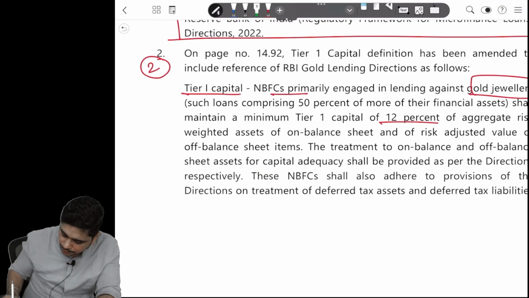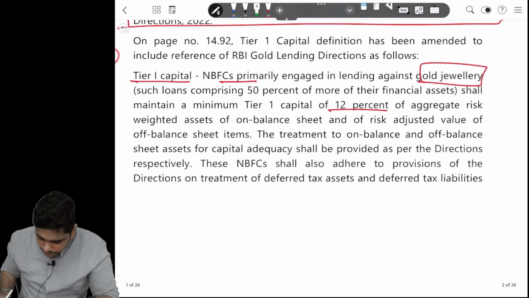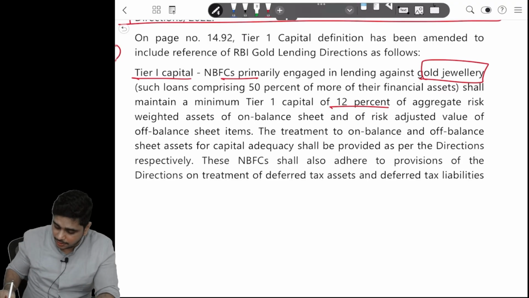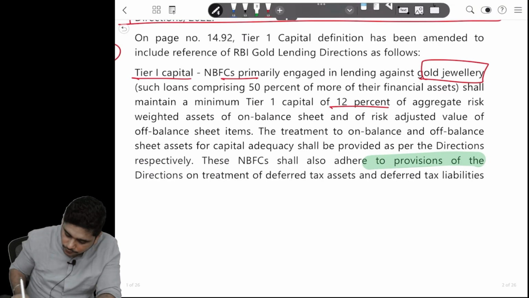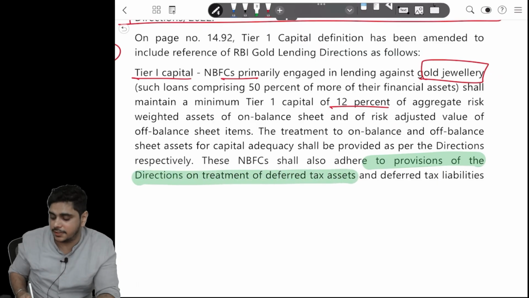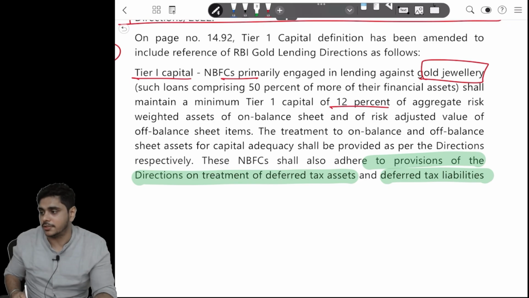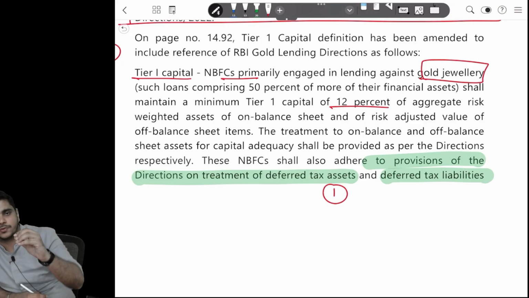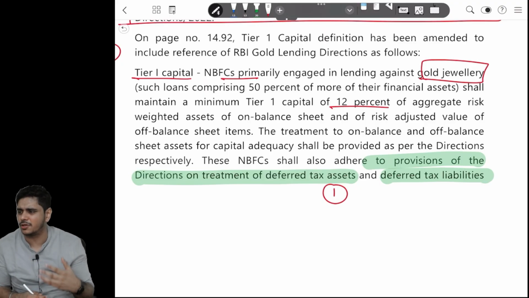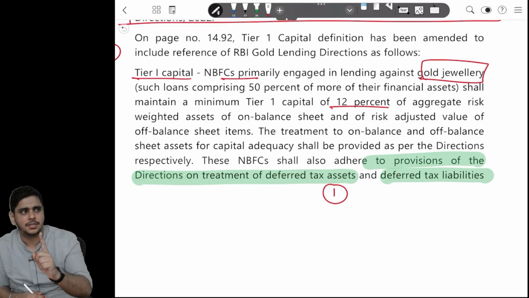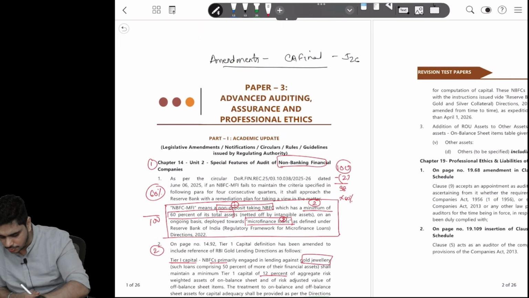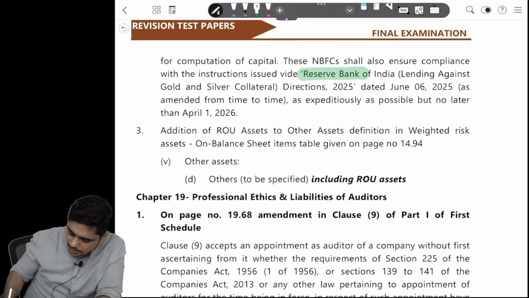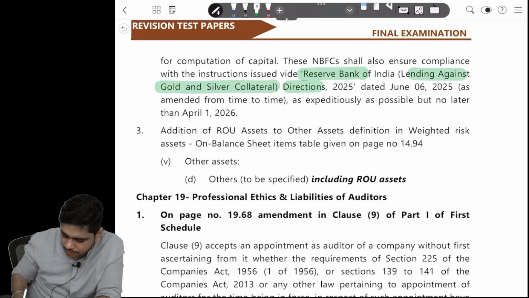Okay? The treatment of on-balance sheet and off-balance sheet items for capital adequacy shall be as per the respective direction. What they have added is that this NBFC shall also adhere to the provisions of the direction on treatment of deferred tax asset and deferred tax liability. So first, when you're calculating tier 1 for gold jewelry, you have to understand the provisions of treatment of DTL and DTA. That's first. So it's a clarificatory amendment. Number two, you also have to comply with the RBI lending against gold and silver collateral direction 2025.